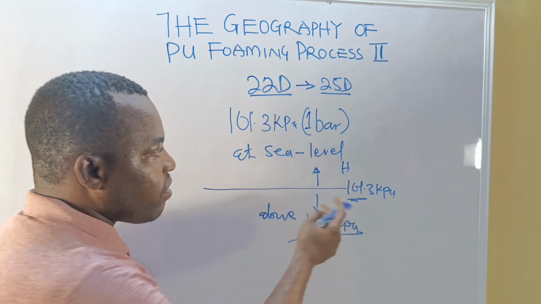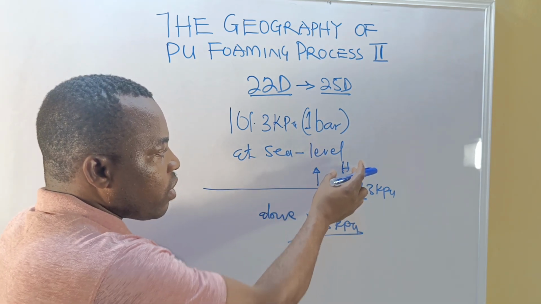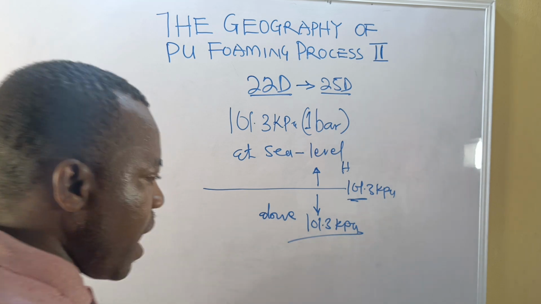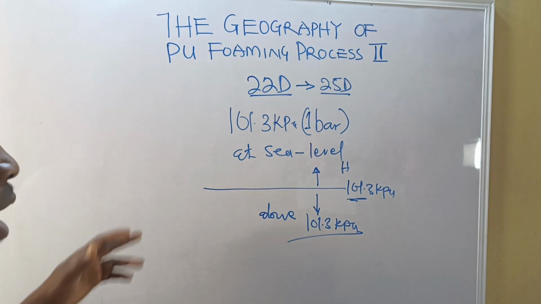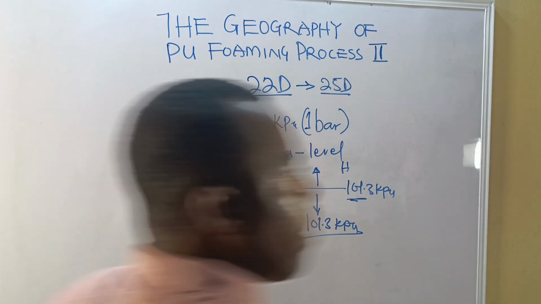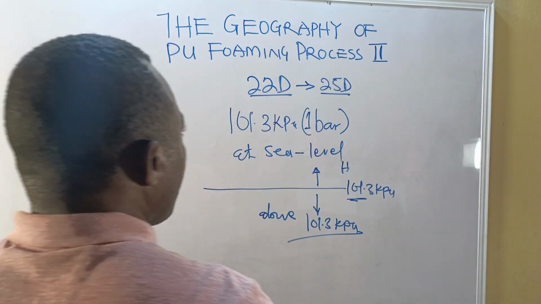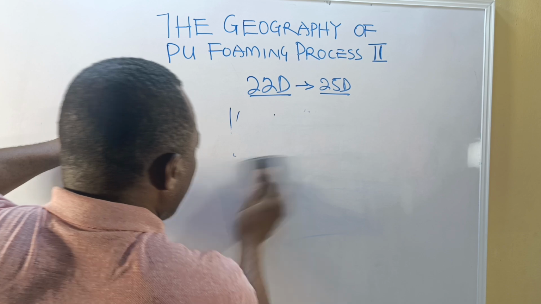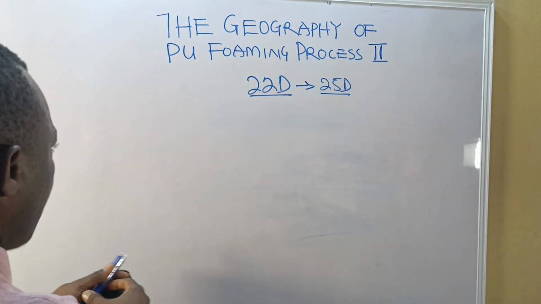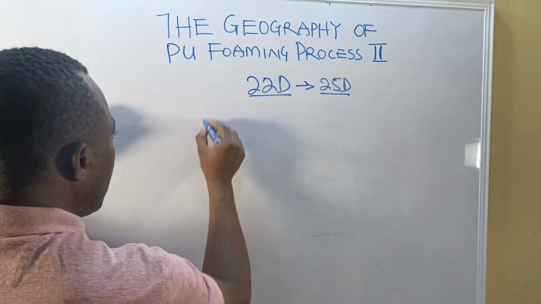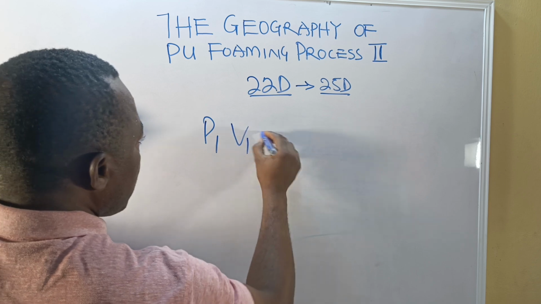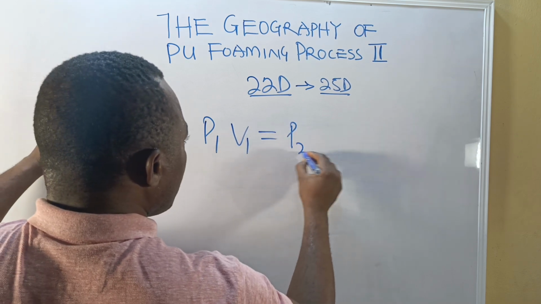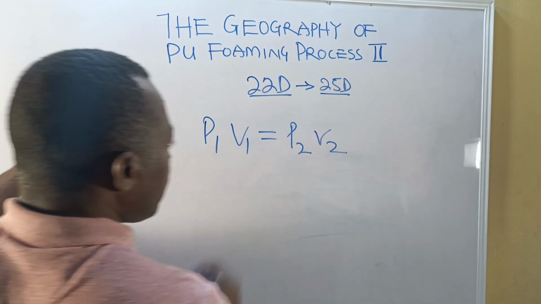So how do you know that this thing has changed? By measuring this. This simply explains what Boyle's law is all about. Am I right? What did Boyle's law tell us? Permit me to erase this because of time. I think Boyle's law says P1 V1 equals P2 V2.